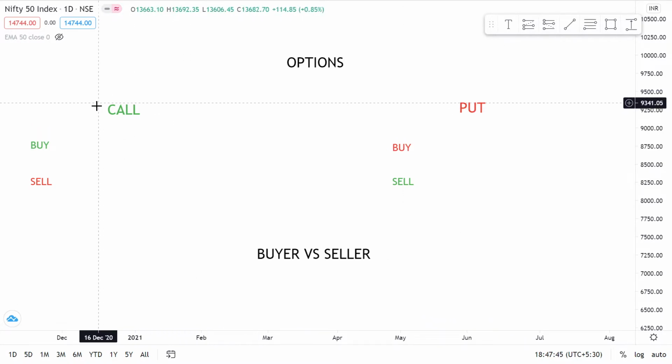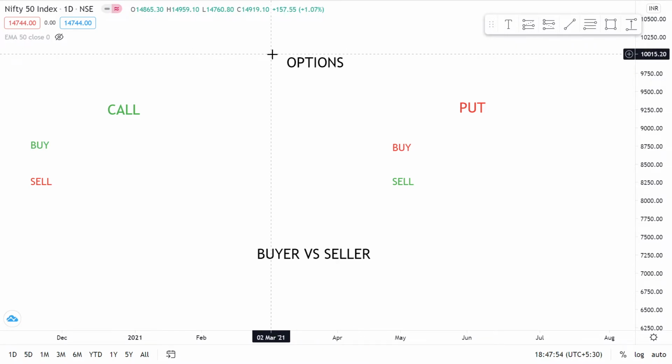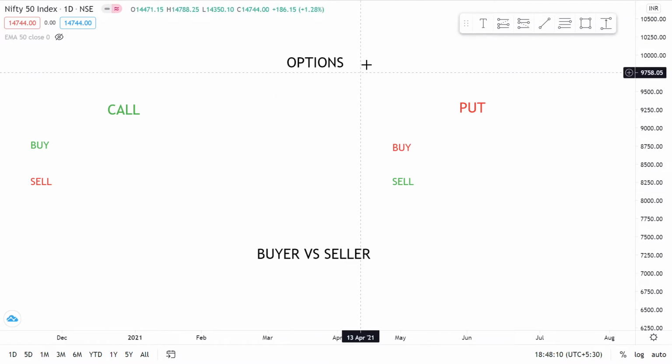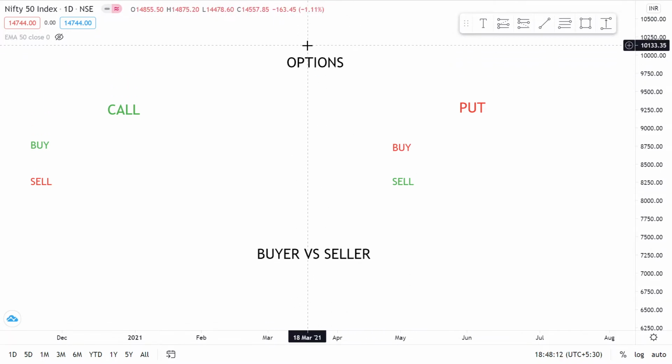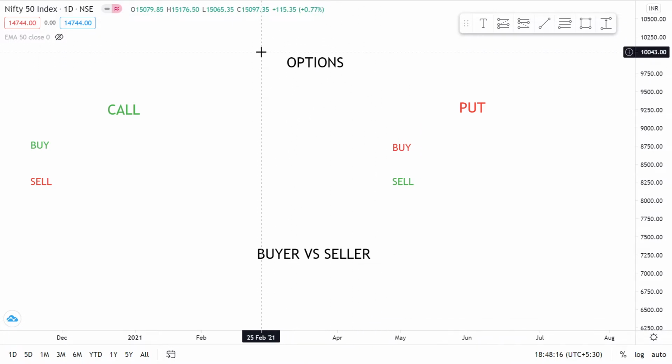So derivative instruments are there in a wide range of fields, but today we'd be talking about options in the stock market. Options in the stock market are either on the indices such as Nifty and Bank Nifty, or you have options on stocks as well. Similarly, like options, we also have futures on stocks and indices. Today we'll be talking about options.